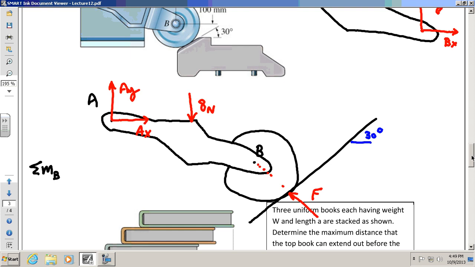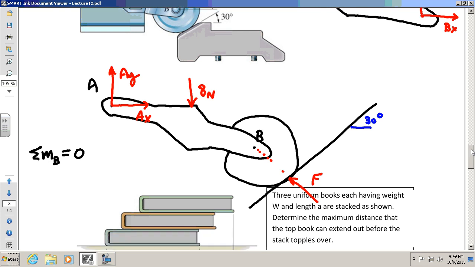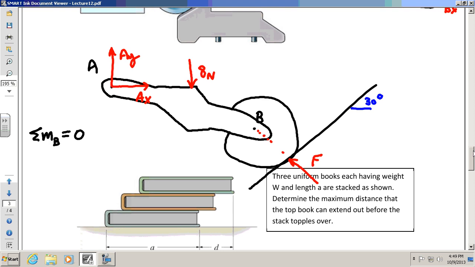So what that's saying is if I do the sum of the moments about B equal to 0, here's what I got. I only have 3 forces then that create moment about B. And I apologize, I'm running out of space. I should have put this other one on the other page. I may have to work a little bit down below too, just to get our space here.